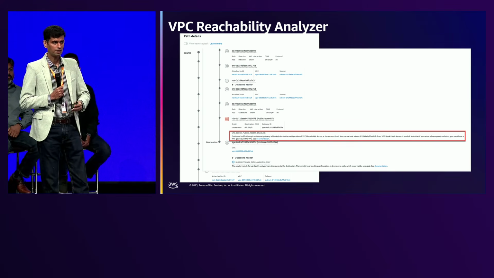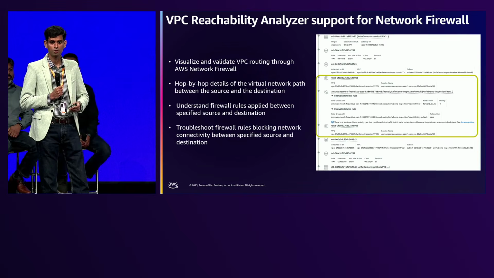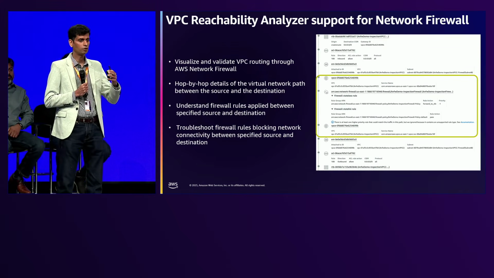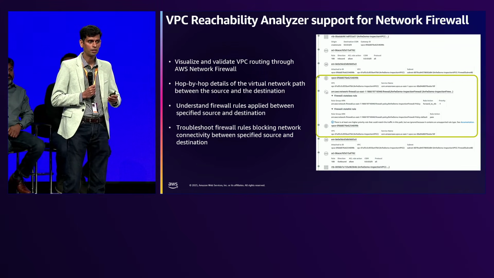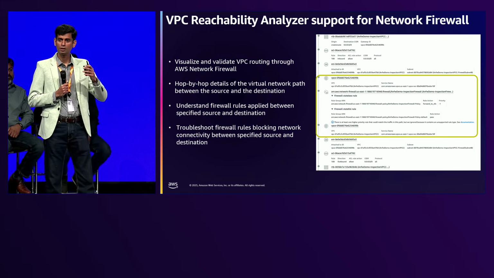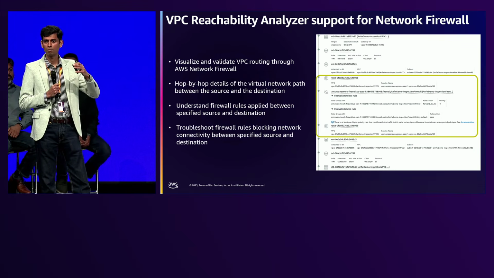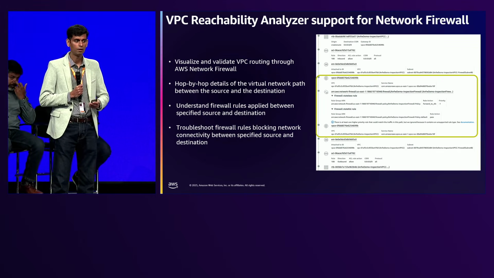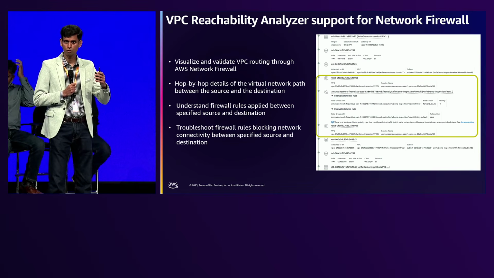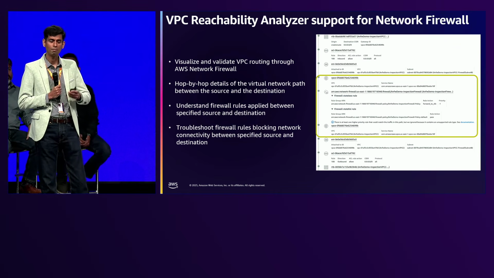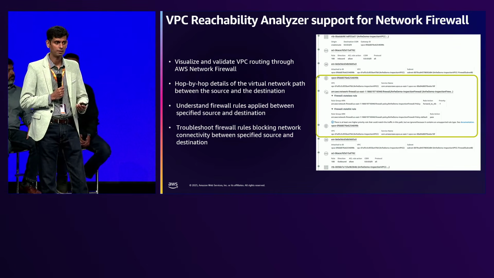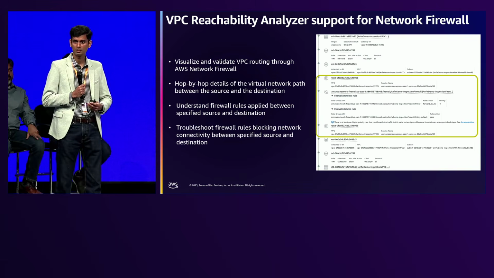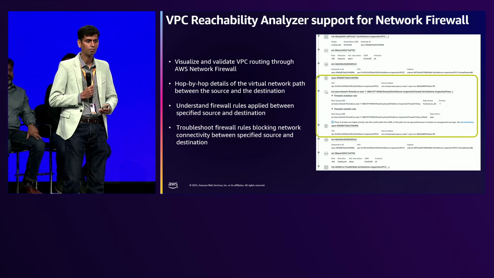Now, Reachability Analyzer also supports Network Firewall. What that means is when you have these hop-by-hop details of the virtual network path between the source and the destination, you can actually look at the firewall rules that got applied in that connectivity path. Let's say you have an inspection VPC in the middle of that path with the Network Firewall. Now you can look at those firewall rules that got applied, troubleshoot them, and make sure that they are working as expected, and there are no unintended consequences because of the security controls you put in place.